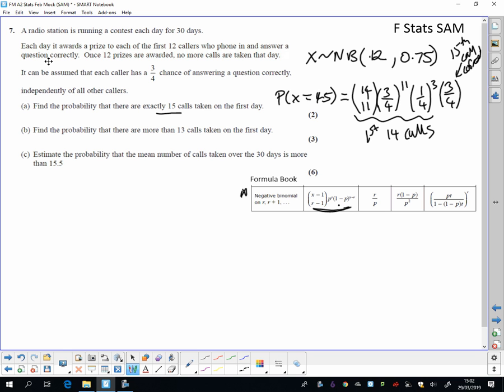Or as I say, you can do that with the formula. If you then work all that out, you get 0.180 to 3 significant figures.